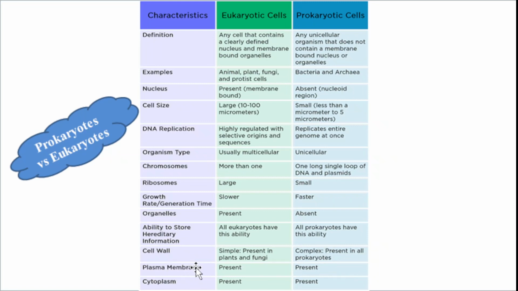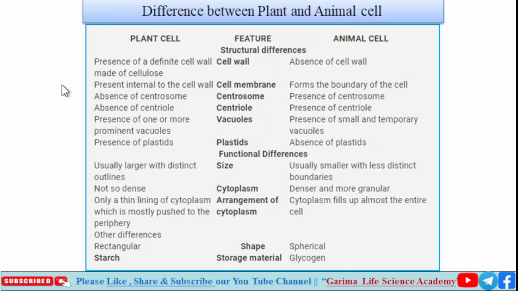Plasma membrane is present in both eukaryotic and prokaryotic cells, and cytoplasm is also present in both. So we saw some characteristic features of eukaryotic cells and prokaryotic cells, and the differences between them. Here we are going to see the difference between plant cells and animal cells, how many features are common in both and how they differ from each other.